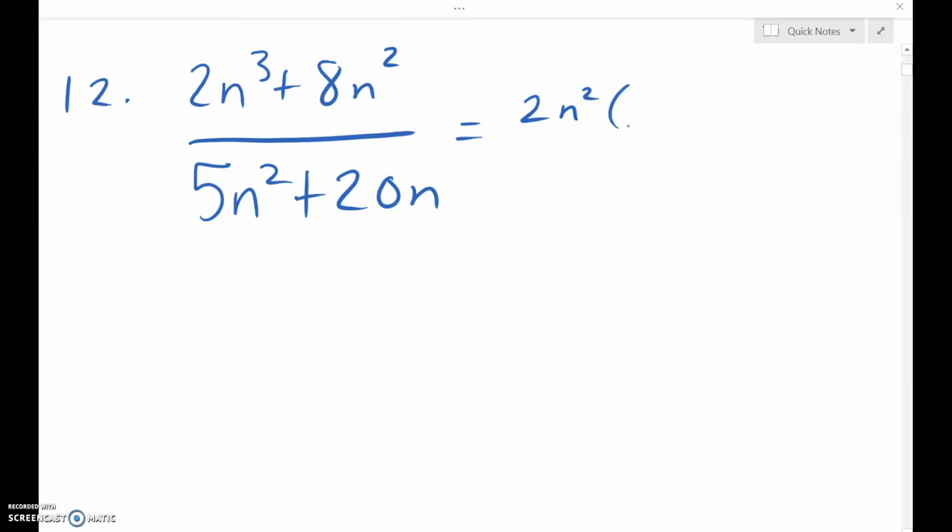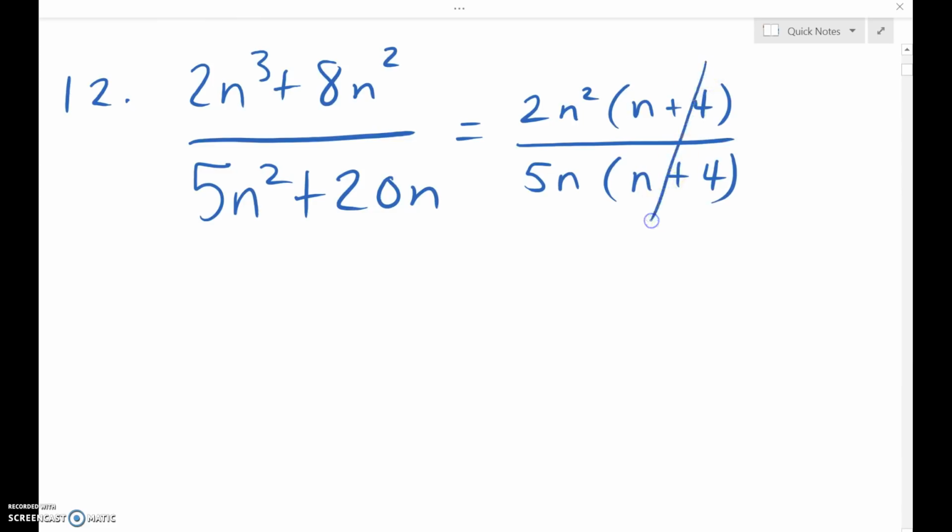Now, what do I multiply 2n squared by to get 2n cubed plus 8n squared? That would be n to get 2n cubed, and that would be 4 to get 8n squared. Now we've taken care of the top. Let's do GCF on the bottom to see if there's any more factoring that can be done here. The 5 and the 20 have a common factor of 5. We have an n squared and an n to the first, so they both have at least n to the first. So now what do I multiply 5n by to get 5n squared plus 20n? That would be n plus 4, and we have a common factor now, which means we could cancel out there.